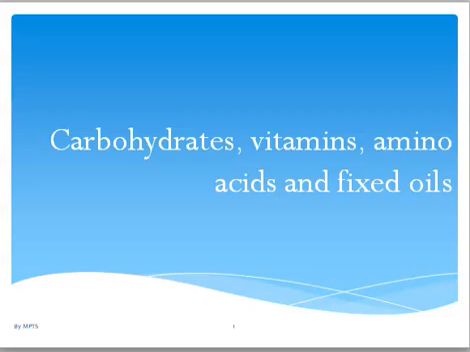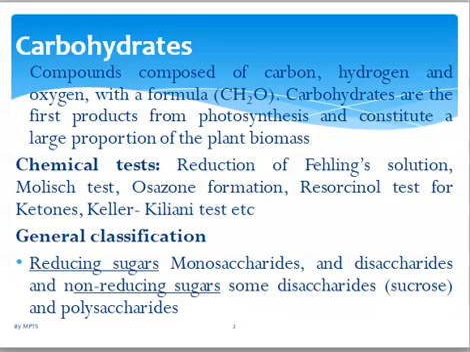So today we shall be discussing the primary metabolites. Of course, by primary metabolites, I mean carbohydrates, vitamins, amino acids, and fixed oils, also in pharmacognosy. Of course, all of us know that carbohydrates contain carbon, hydrogen, and oxygen. In that form, of course, we have known this from, I think, primary school.